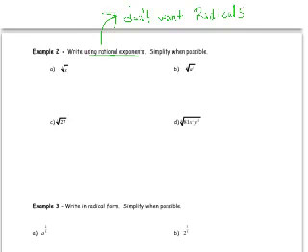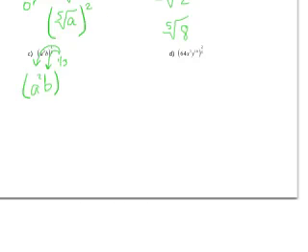So in A, I have the cube root of x to the first power, if you prefer to say to the first power. So I have a squared to the 1/3. What is 2 times 1/3? 2/3. So I have a to the 2/3 and b to the 1/3.